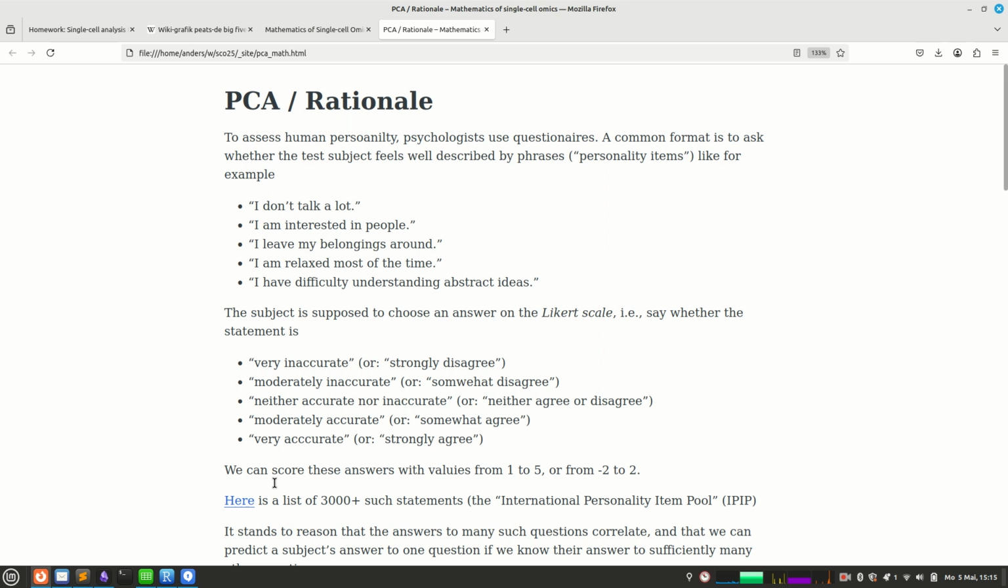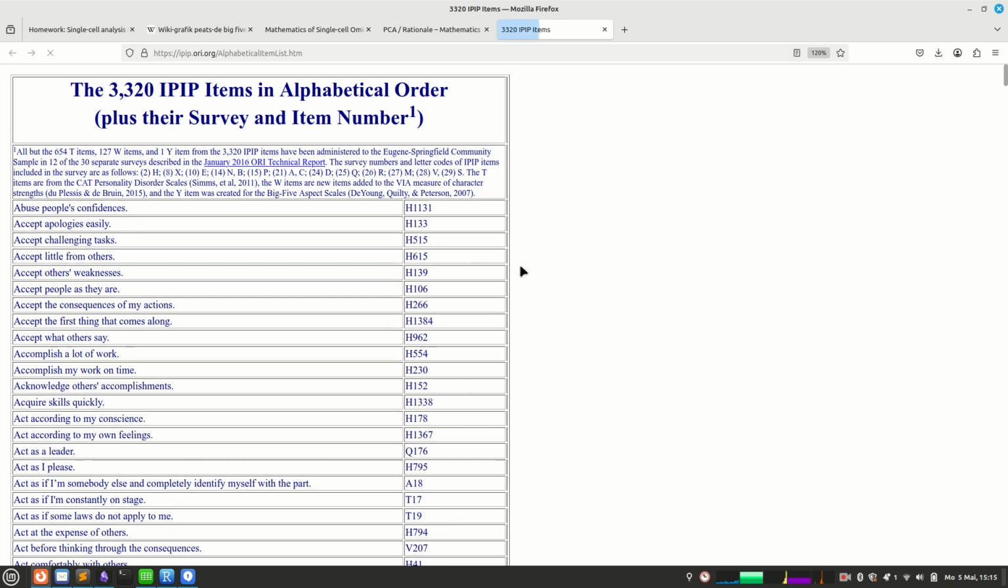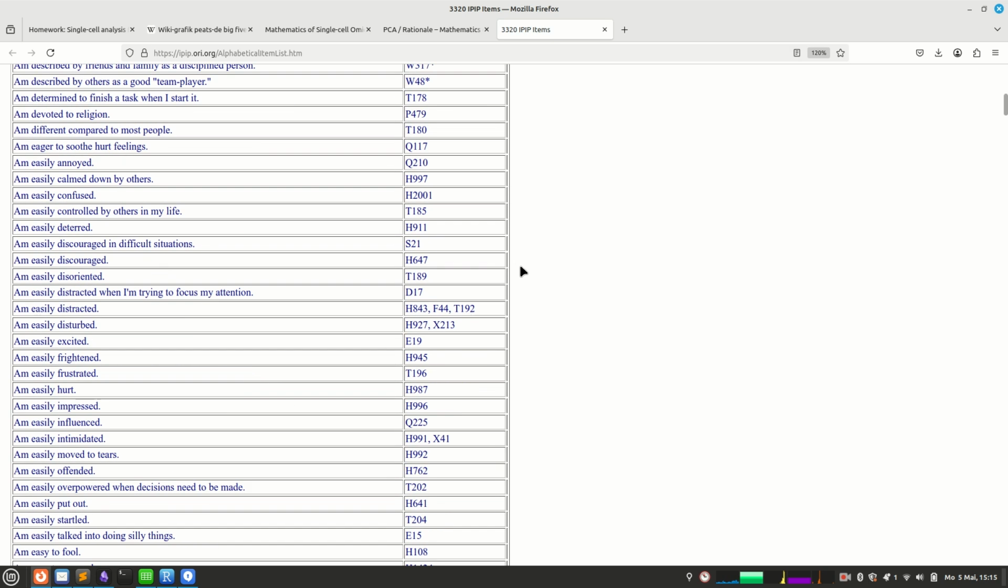And over the years, psychologists have amassed this big item pool of thousands of different questions. And now you can imagine that many of these questions probably go into the same thing. Somebody who says, I like to talk a lot, is somebody who might also agree with the statement, I'm really always the center of a party, to give 2 standard examples of things which go along well.